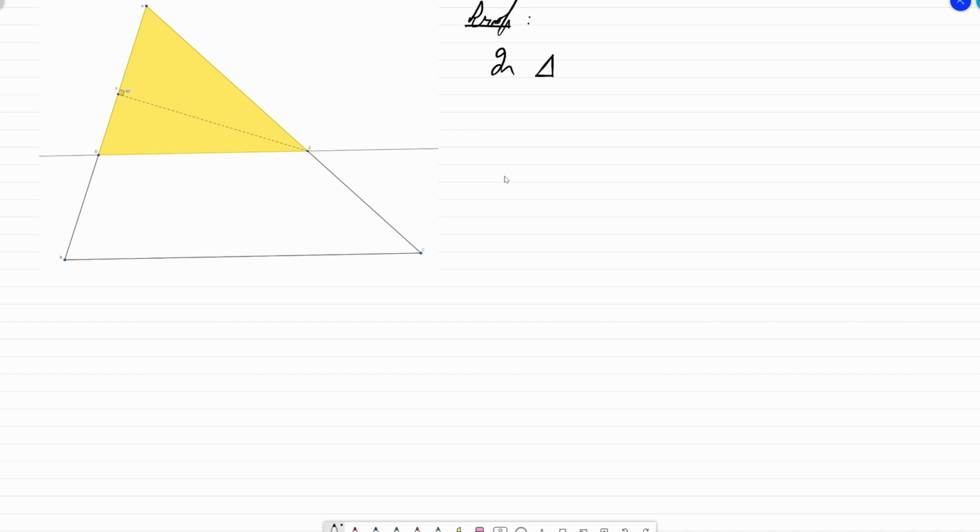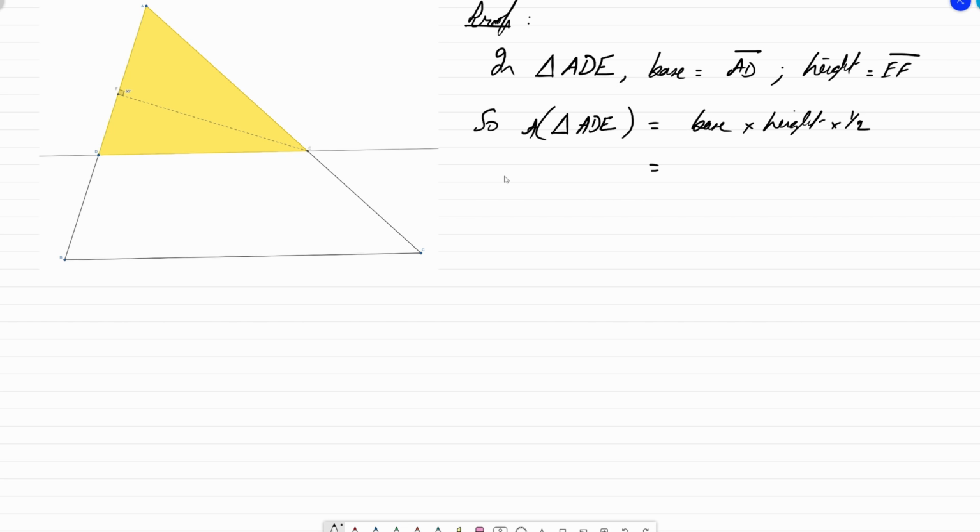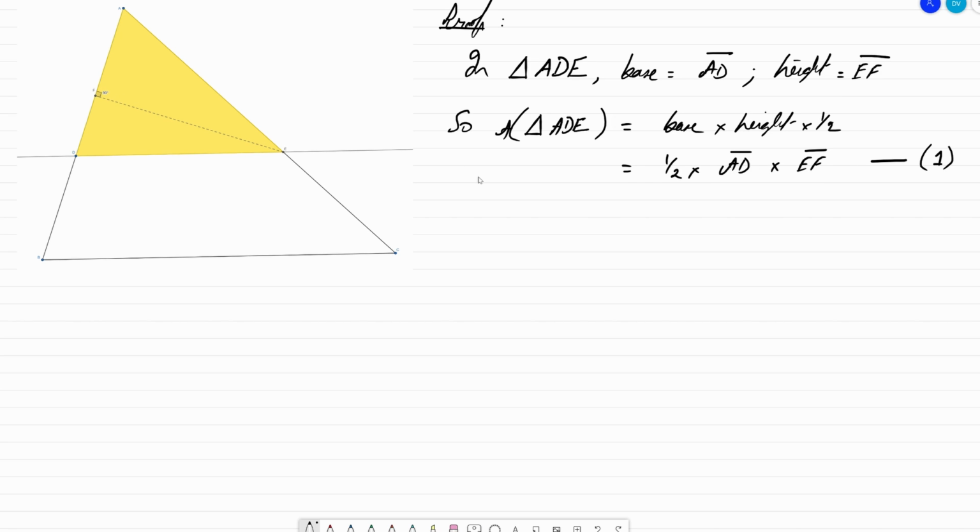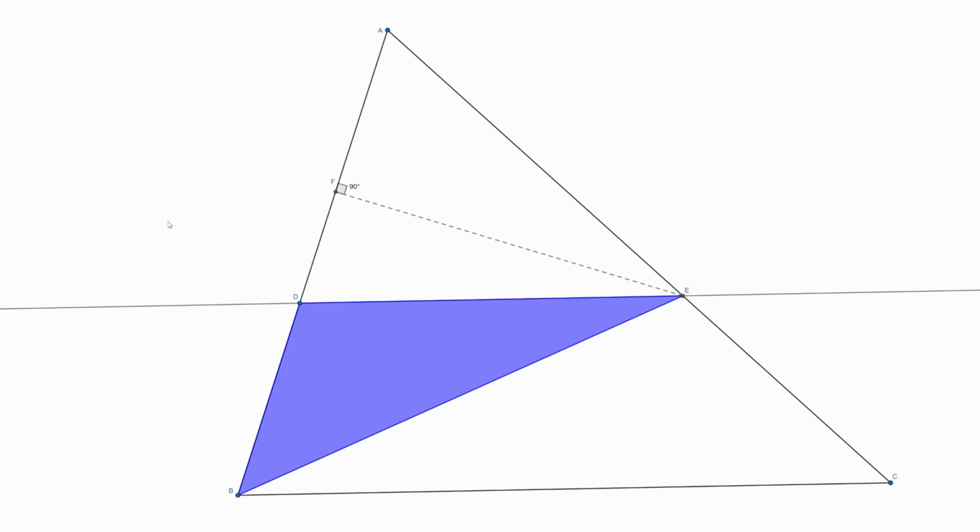So in triangle ADE, the height is EF, so now the area of triangle ADE is equal to half into AD into EF. Now I will mark this as result number 1. Now this is my second triangle, and you can see for the second triangle the height is the same.